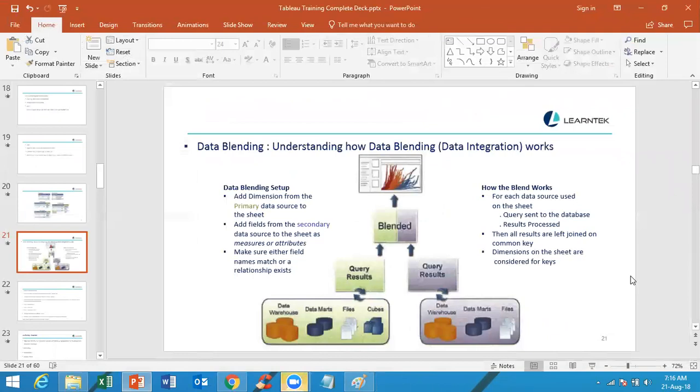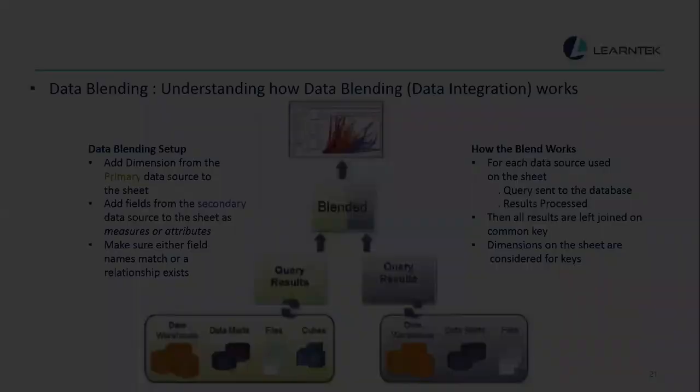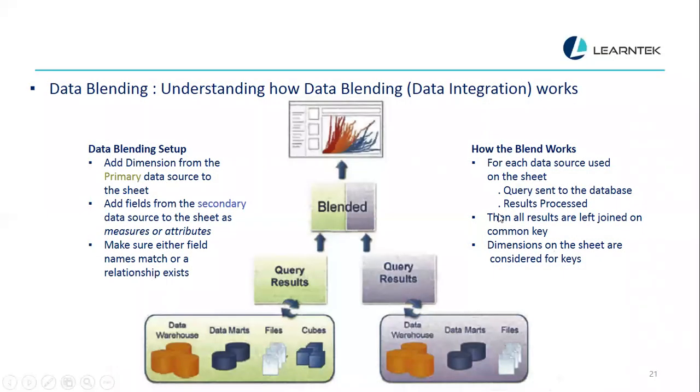We'll look into that example in a few minutes. So basically, if a date field can be used in the sheet from the primary source, then when we switch to the secondary data source in the data window, Tableau automatically links fields that have the same name.